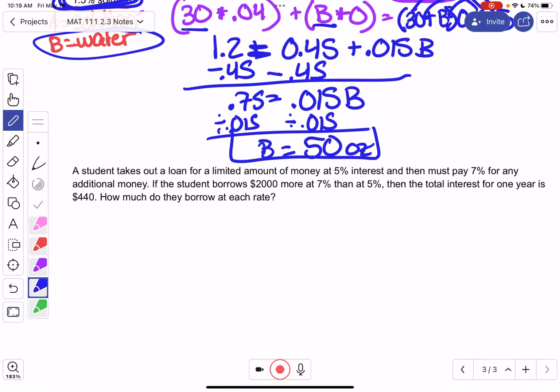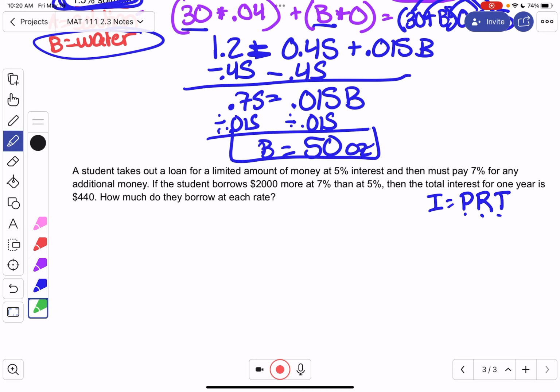When we talk about money, we're doing the same thing. If we're taking out loans at 5% and loans at 7%, it's the same process. We're saying interest is the principal, how much you put in, times the rate, times the time. So the money you put in times the percent you get times the amount of time it's in there. And because now we're only talking about 1 year, we can ignore the time because it's 1. So as far as we are concerned, we're doing interest equals principal, the amount of money, times the rate.